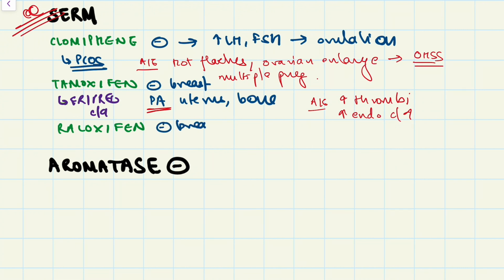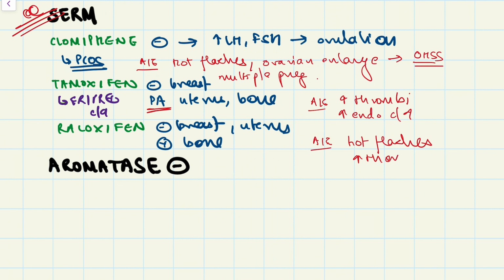It is an antagonist at the breast and uterus, and it is an agonist at the bones. So the side effects are hot flashes, right? Again, due to decreased estrogen. Then it also increases the risk of thromboembolic events, especially with tobacco smoking. But the added advantage is that there is no increased risk of endometrial cancer because it is an antagonist at the uterus as well. Raloxifene is primarily used to treat osteoporosis.